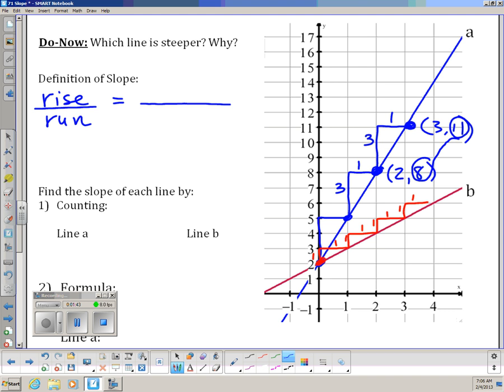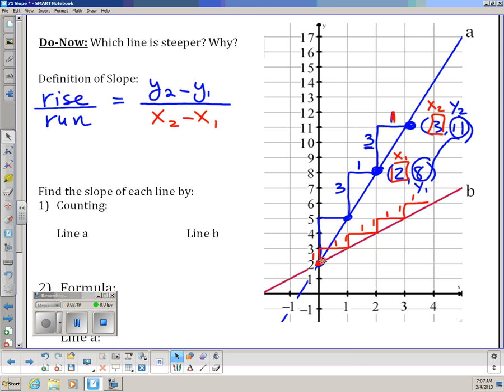And what we do is we call 11 the y coordinate of the second point, or y2. The 8 is the y coordinate of the first point. And if you subtract them, 11 minus 8, you'll get 3. So the y coordinate of the second point minus the y coordinate of the first point, divided by, the way to get the 1 is to take the x coordinates and subtract them. So we call this 3 the x coordinate of the second point and the 2 the x coordinate of the first point. And that is the formula for slope.